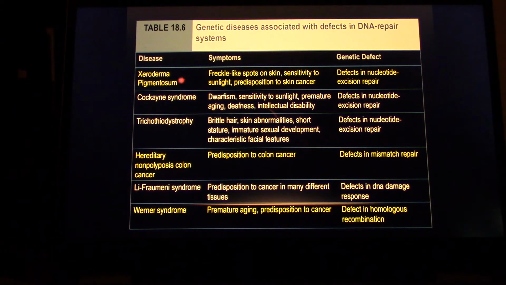Please remember the diseases in yellow shown on this table. We've got xeroderma pigmentosum, hereditary non-polyposis colon cancer, and Werner's syndrome. Note the symptoms and the genetic defect. So we've got different genetic systems that are broken. Xeroderma pigmentosum is a broken nucleotide excision repair system. In hereditary non-polyposis colon cancer, which we just looked at earlier, it's a defect in mismatch repair. In Werner's syndrome, we get premature aging and cancer. This is a defect in homologous recombination.